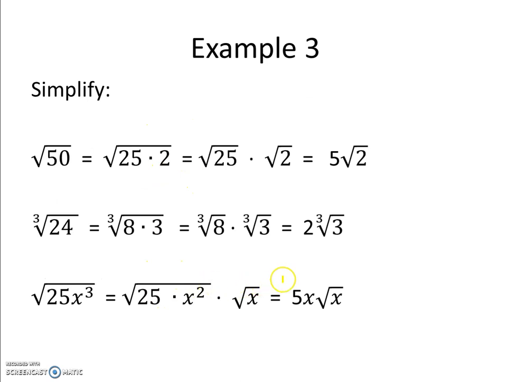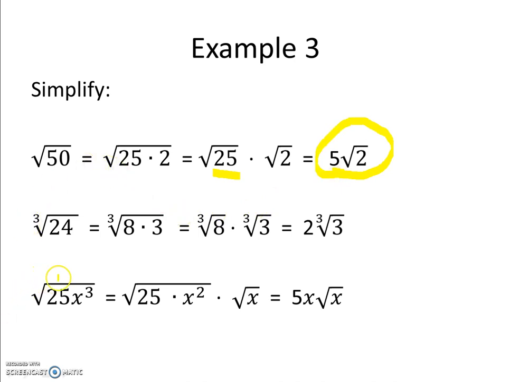In example 3, we're simplifying, and we're just going to break the square root of 50 down to the square root of 25 times 2. We know the square root of 25 is 5, so we can bring that out and take it times the square root of 2, so our answer is simply 5 square root of 2.